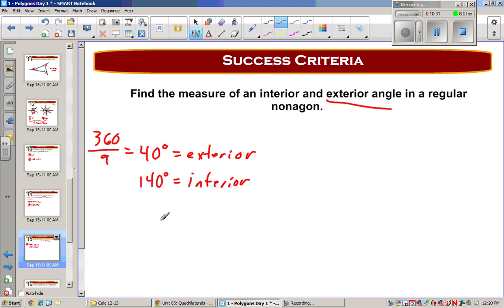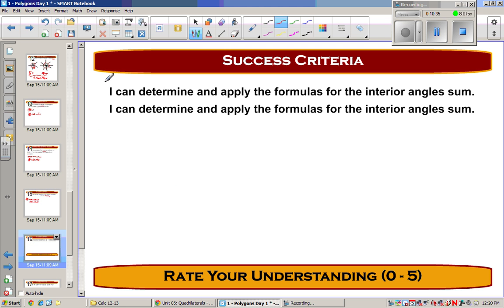Hopefully you feel like you're doing pretty good on this lesson. Take a second and rate yourself on an understanding level of 0 to 5 at how well you did on those. And once you did that, you can start up with the homework.